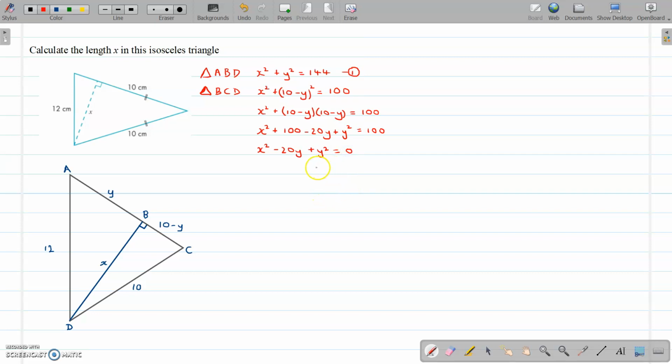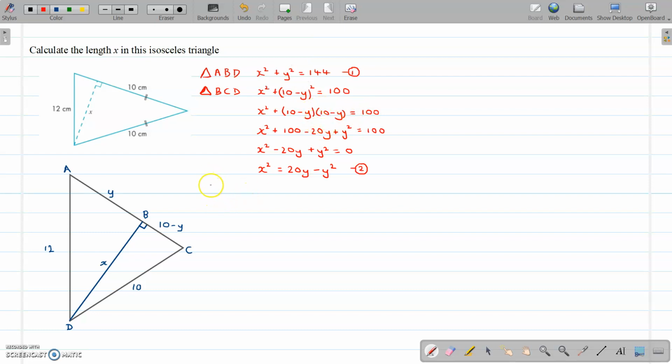One final thing I'm going to do is change it slightly so that I move the minus 20y and the y squared onto the other side, so I'm writing x squared in terms of y. I need to add 20y to the 0 and subtract y squared. So that's led me to equation 2. Now I'm going to use that expression for x squared and put it in place of the x squared in my first equation, so it becomes entirely in terms of y.